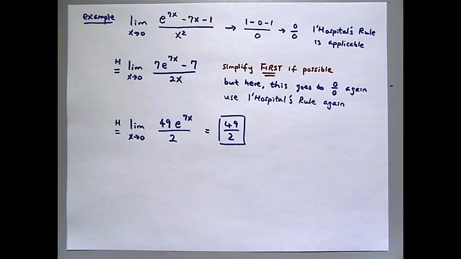Okay? Does that make sense? Any question on that? Okay, good. Now we're going to look at other kinds of indeterminate forms that are not 0 over 0 or infinity over infinity. But there's always something we can do to make L'Hopital's rule work for those cases.